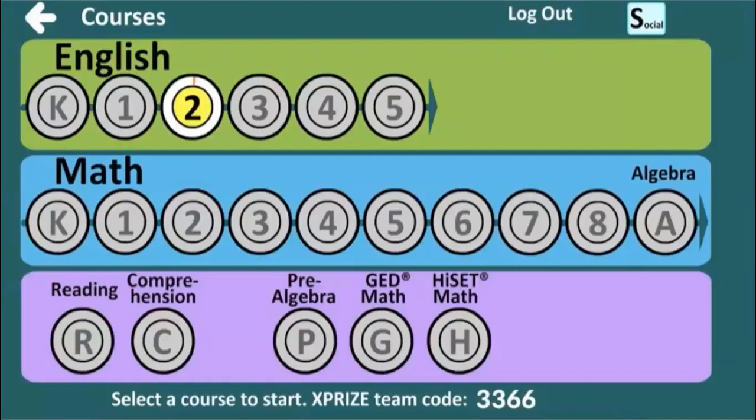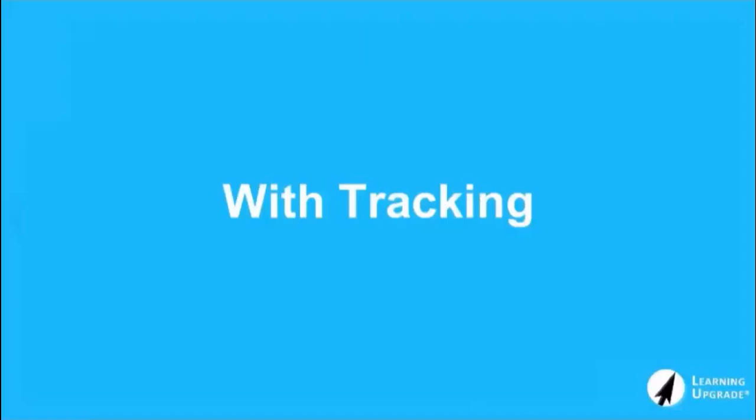Then they'll see their course. Just for confirmation, you'll see 3366 here. They can click on any single one of these grayed out courses and add additional ones, or they can just start with the lesson that they picked.